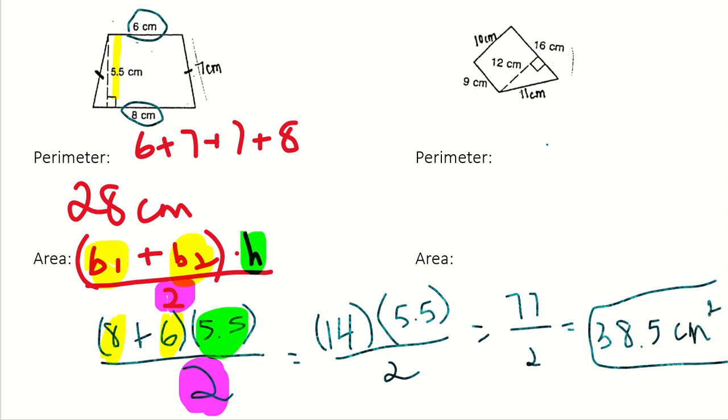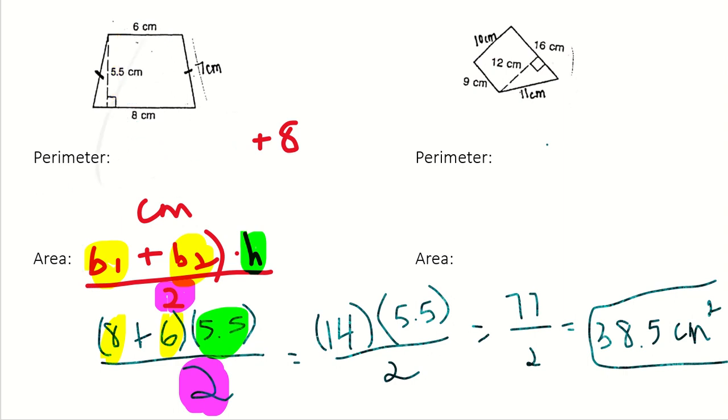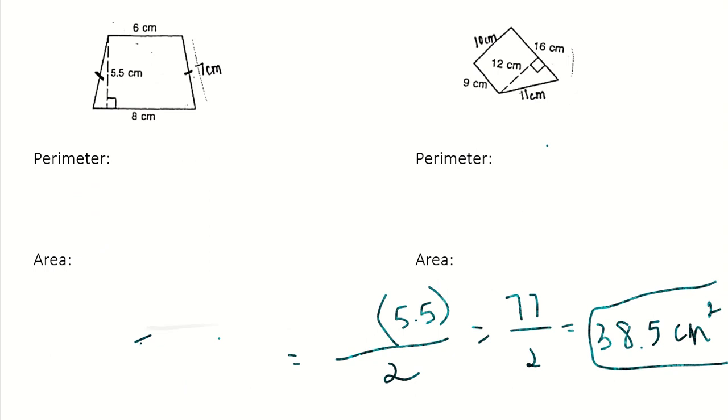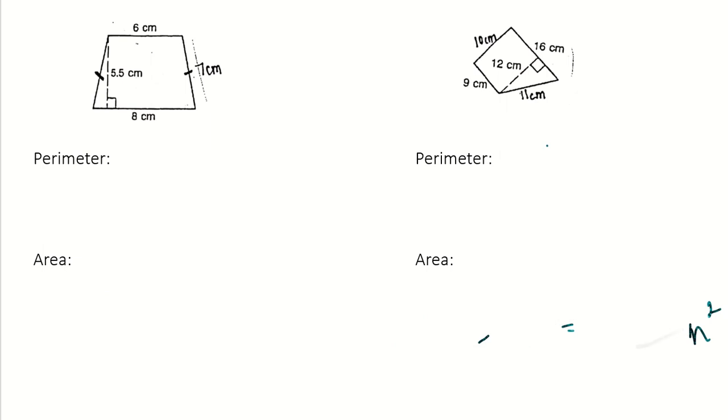Okay, so that's perimeter and area of the trapezoid. Let's try the other one. In fact, on that second one, why don't you try it by yourself first? Pause the video, try it by yourself just for a couple of minutes, and then you can hit play and compare it with me. Or you can hit play when you're stuck. Alright, if you've unpaused it.